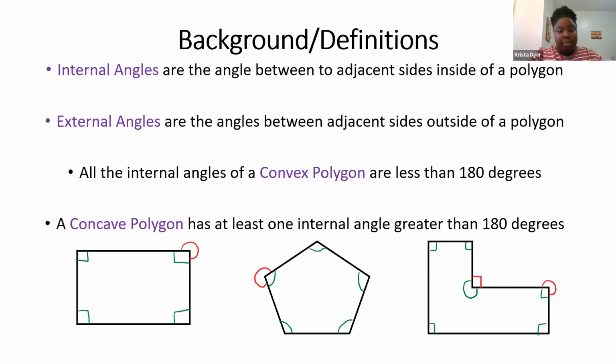And then we have a convex polygon. So all the internal angles of a convex polygon are less than 180 degrees. So in our images at the bottom, the first 2 images are both convex polygons because all of our green angles, our internal angles, are less than 180 degrees. A concave polygon has at least one internal angle that's greater than 180 degrees. So in our last image, we can see at the little corner, we have that one angle that is bigger than 180 degrees. So that lets us know that our last picture is a concave polygon.